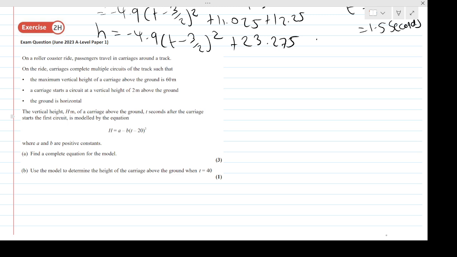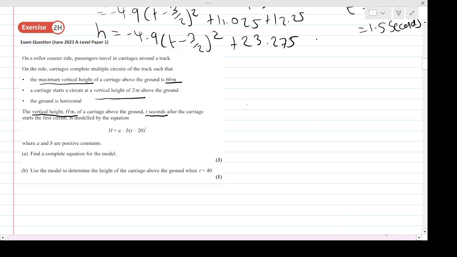So they just throw a lot of words in. That's just unfortunate. That's real life for you. But really the strategy is to just highlight the main things. So I always highlight the units, so the variables: h in meters, which is the vertical height, and t in seconds. And then I highlight perhaps the numbers. So 60 meters would be the maximum vertical height, and the carriage starts at a vertical height of 2 meters. That's basically it. Okay.